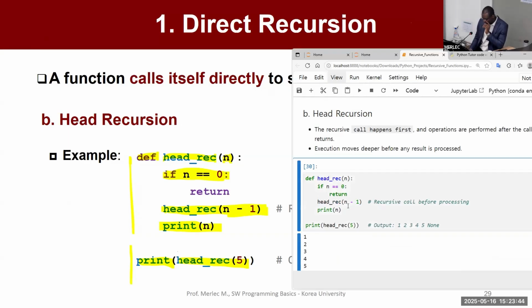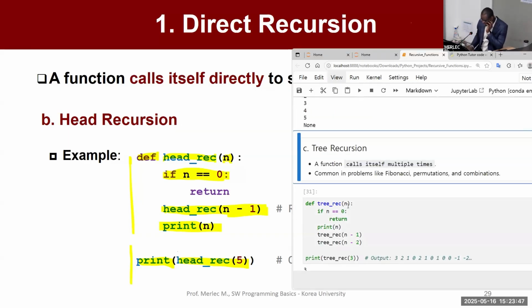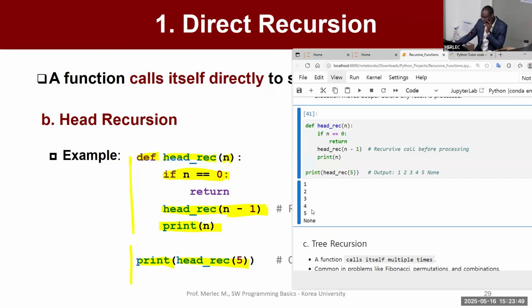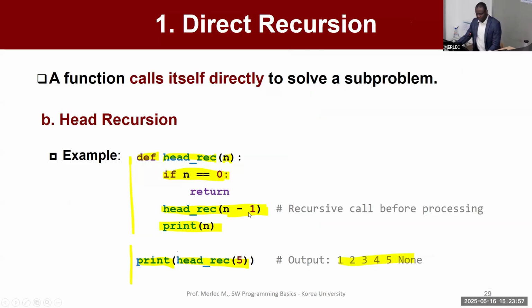With the code, when I run it, you will see here the result is the one expected. 1, 2, 3, 4, 5. This is the expected result.